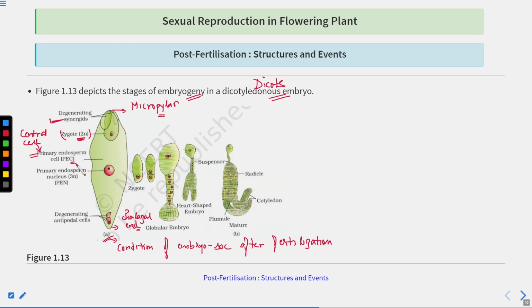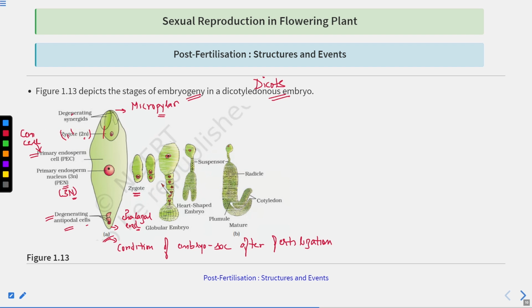Okay, this primary endosperm cell consists of the primary endosperm nucleus, which will be triploid. Here, now these are the degenerating antipodals. So three antipodals are present at the chalazal end. But what happens after the fertilization? The antipodals also degenerate, the synergids also degenerate, a zygote will be formed. Okay, and antipodals and synergids will degenerate. Clear?